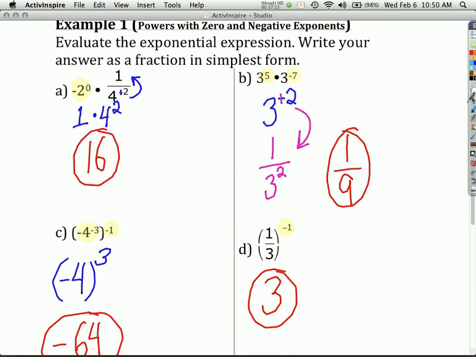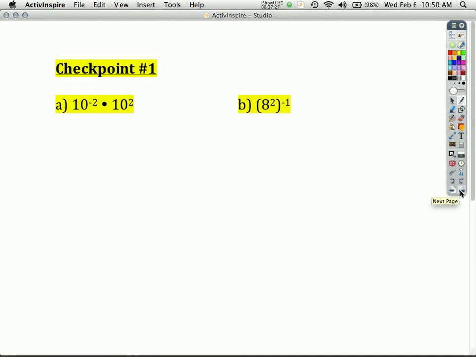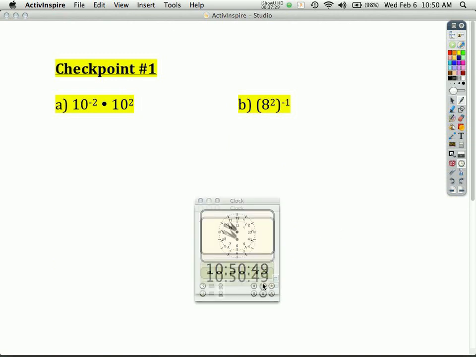Comments or questions on any of these? All right. Checkpoint number 1. Let's see how you do. 2 questions. You got a minute.